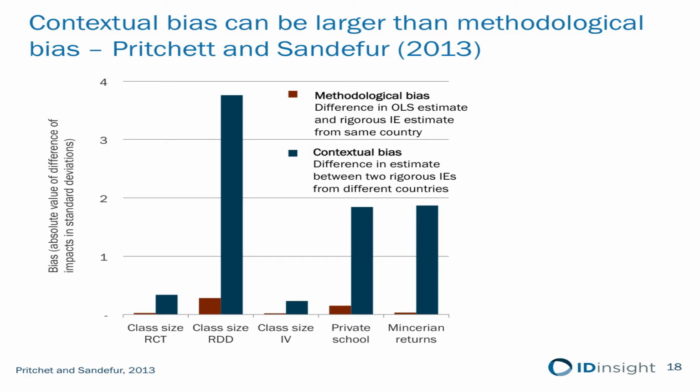This point is further backed up by work by Pritchett and Justin Sandefur at Harvard and the Center for Global Development, where they tried to see what's better: doing a simple OLS regression from the country you're interested in, or taking an experimental piece of evidence from a different country and adapting it to where you're trying to make a decision. It's a little bit of a tricky graph to read, but basically the y-axis is a measure of bias. So the difference in your estimate from an experimental study in the context you care about and either an OLS regression study from that context or an experimental study from a different context.